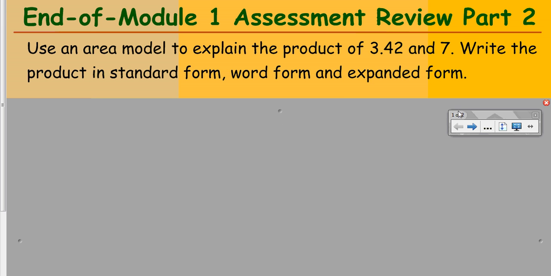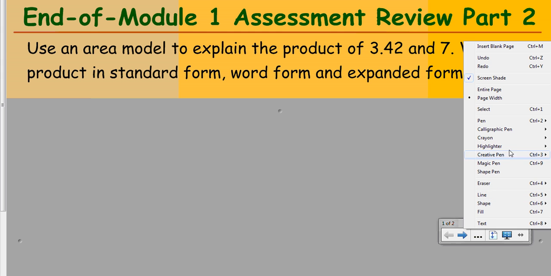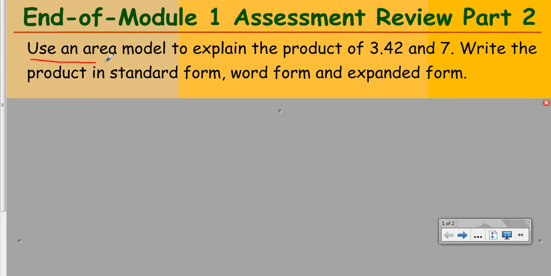Anyway, this is the end of Module 1 assessment review, part 2, as I mentioned earlier. Let's get down to business here. What do we have going on here today? Well, it says we have to find a product using an area model. So let's make sure that we understand the instructions here. It says that we have to use an area model, so we're going to do that. Basically, that's going to explain the product of 3 and 42 hundredths and 7.